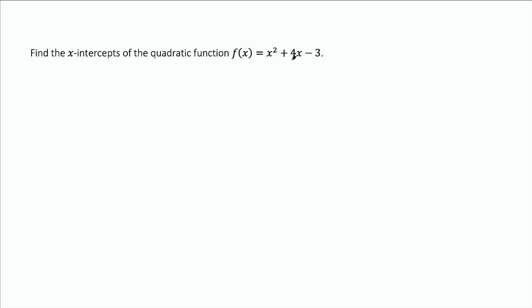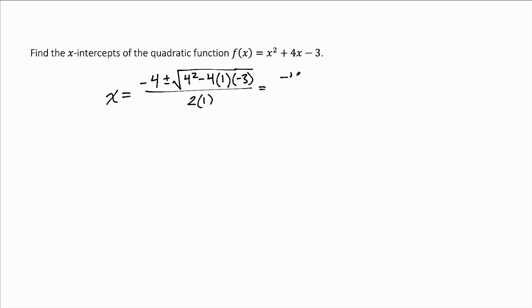We could try factoring it, but if we try that, it turns out that it's not super easy to factor. So we can just use the quadratic formula here. The quadratic formula is we get x equals negative b, so negative 4, plus or minus the square root of b squared minus 4ac, so 1 and negative 3. And that's all over 2a, which is 1.